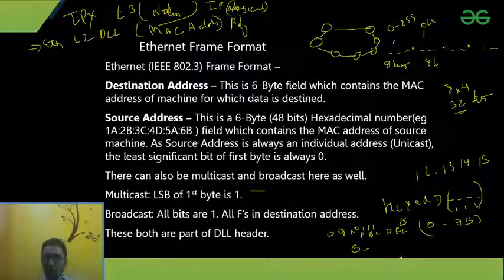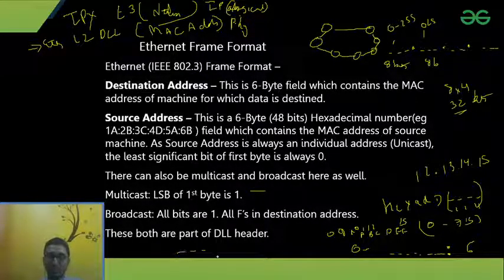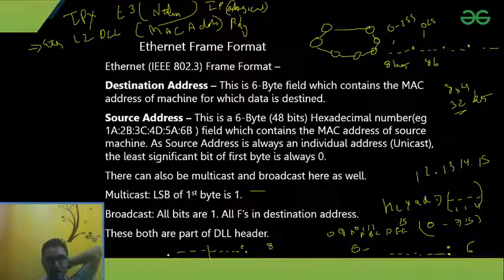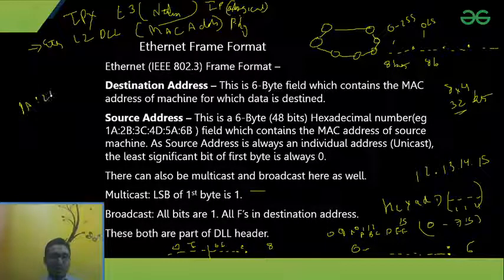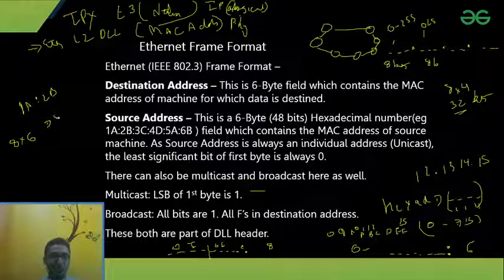F is 15. So now a MAC address is represented as 4 bits and 4 bits, total 8 bits, an octet, and this 8 bits is repeated 6 times. These are not separated by dots but by colons. Each 4 bits can be any number from 0 to F, so you can represent this as 1A colon 2B, and this is repeated 6 times. So what is the total length? It is 8 bits, 6 times, so the MAC address length is 48 bits.